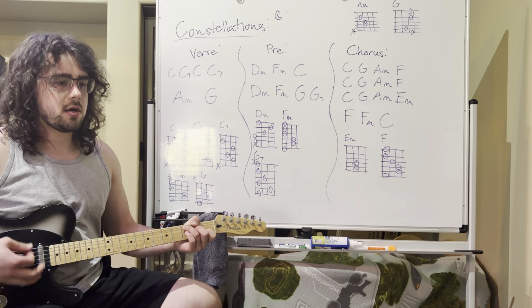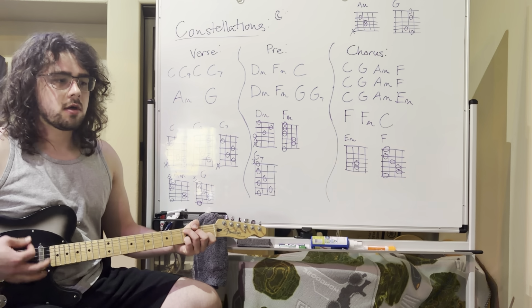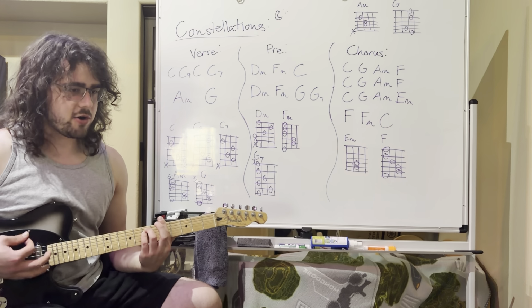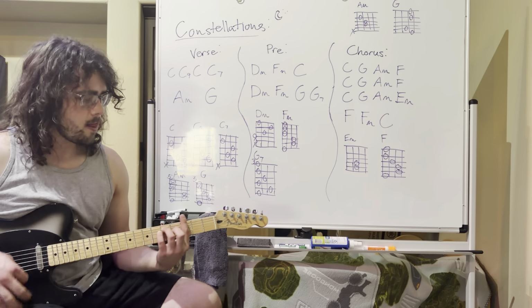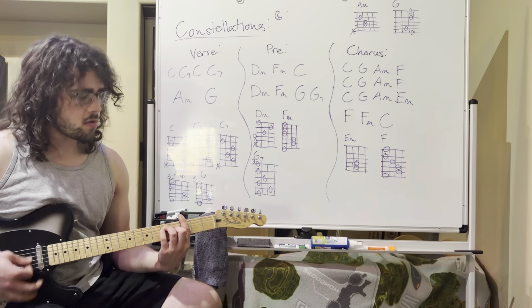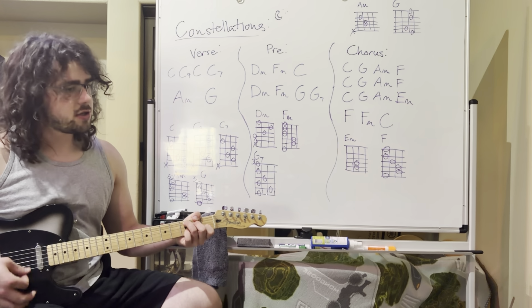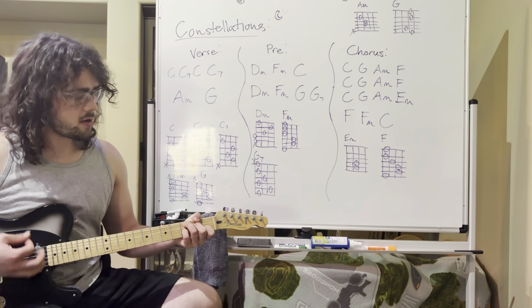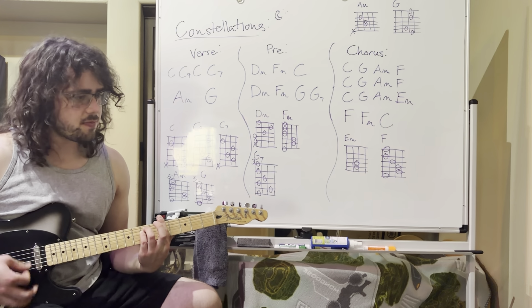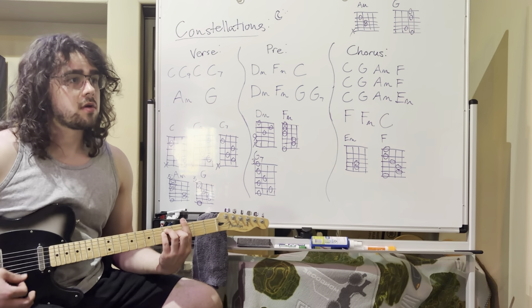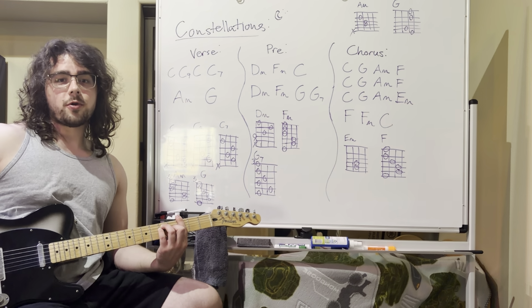Anyhow, that's the verses, what I just played through. So it's C, C9, C, C7, A minor, G, C, C9, C, C7, A minor, G. And then it would be the pre-chorus after that.